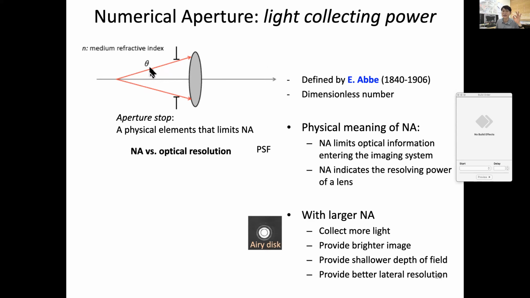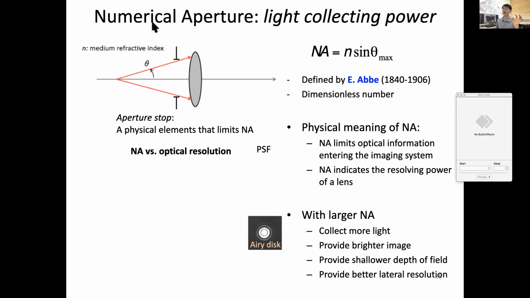And not only this angle, remember, if there is a refractive index medium over here, that can actually increase the effective information of diffraction here. So we call that n times sine theta max. Here is theta max, and that's defined by Abbe. This is a fundamental parameter which can decide the resolution of your optical microscope or image. So he named it the numerical aperture.